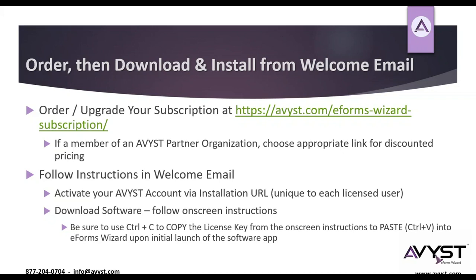Download that software. One little trick that we do want to share is please be sure when you're downloading, use the Control-C to copy the license key. Don't try to type it in because it's just too many numbers to remember. So highlight, use Control-C to copy the license key in those on-screen instructions, and then use Control-V to paste it into the software, because on that initial launch of the software, you are going to be asked for your license key. So this is the quickest and easiest way to do that.